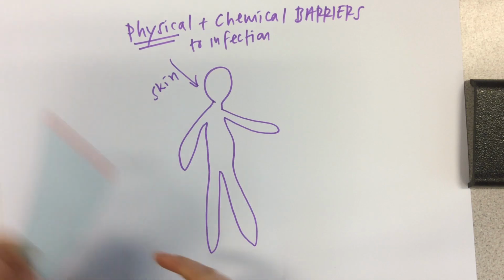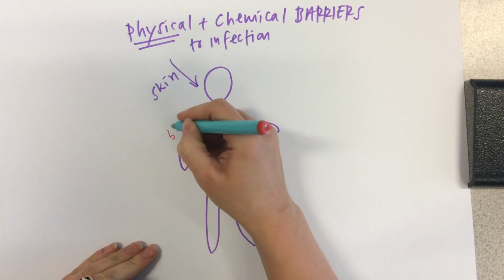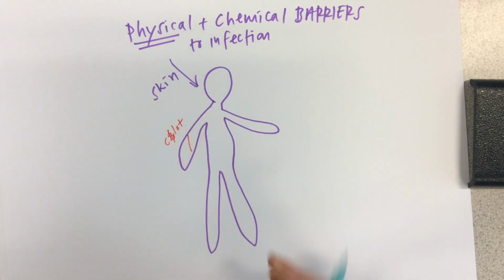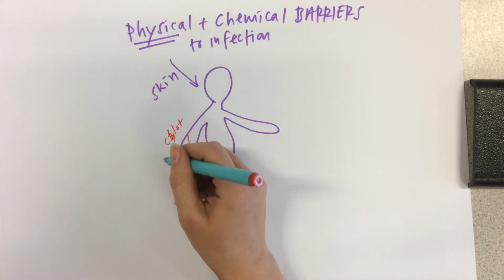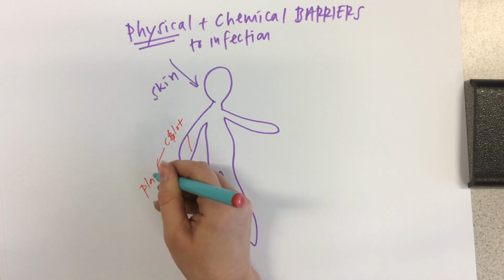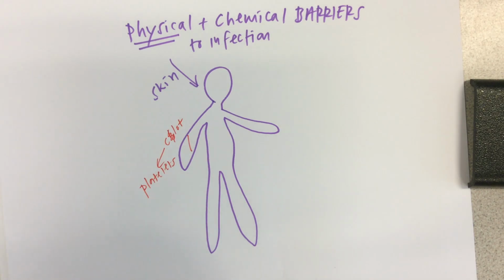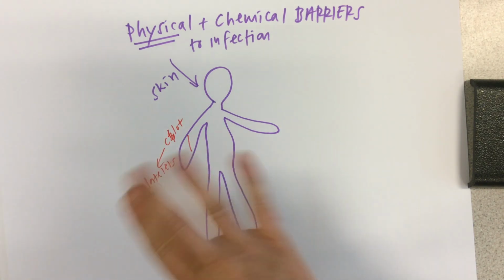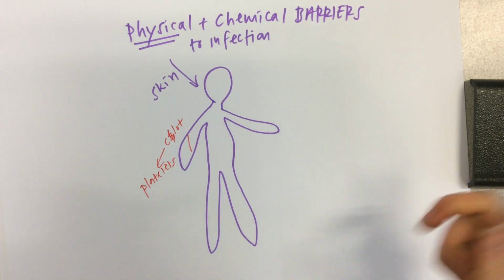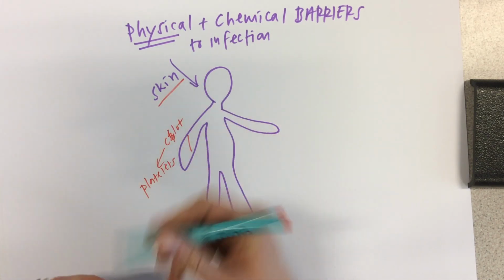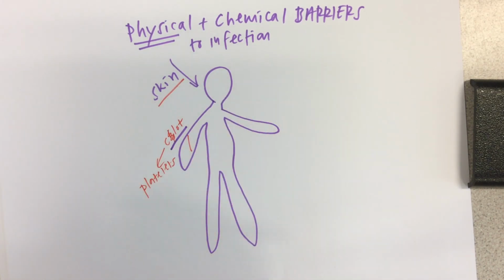And if the skin was ever to be damaged, let's say by a cut, our blood is very smart because it clots. And if you remember, it's platelets that are in the blood that cause the clotting. And the clotting quickly seals a cut and keeps any microorganisms from getting in. So that's skin, and also the fact that blood will clot when we do break the barrier.